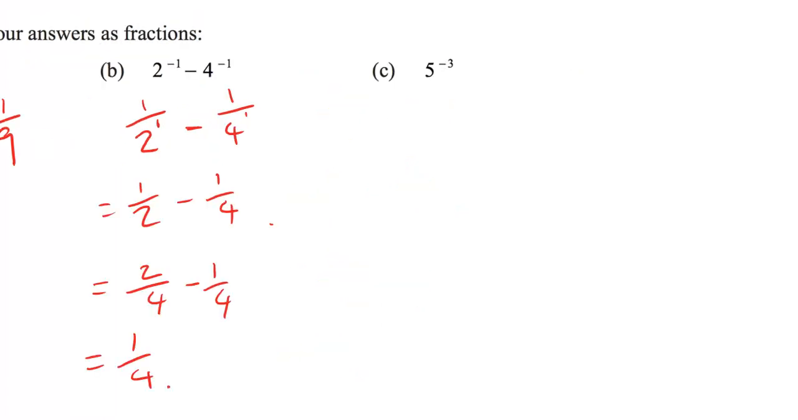Finally, let's take a look at 5 to the minus 3. We need to remember that that is just 1 over 5 cubed. So we've got to work out what 5 cubed is. Well, 5 times 5 is 25. Multiply that by another 5 again is 125. So our answer here is 1 over 125.